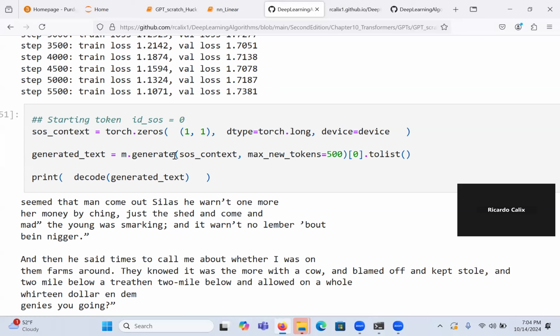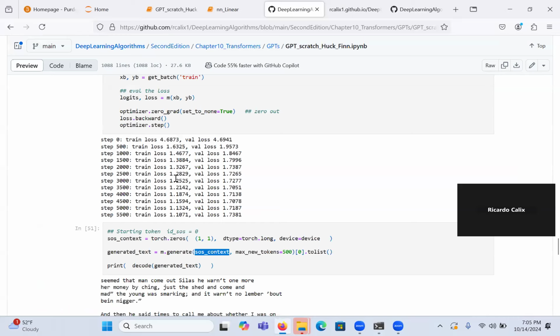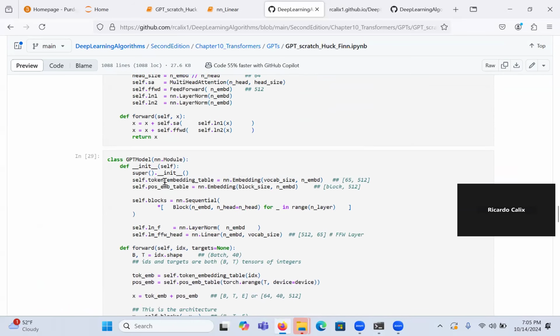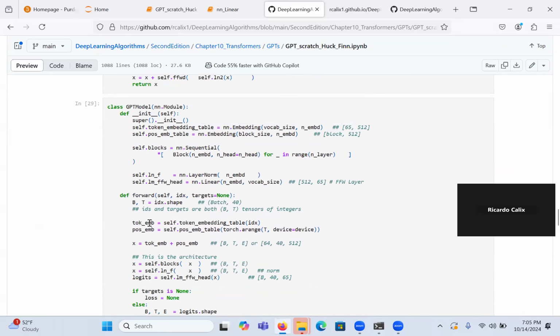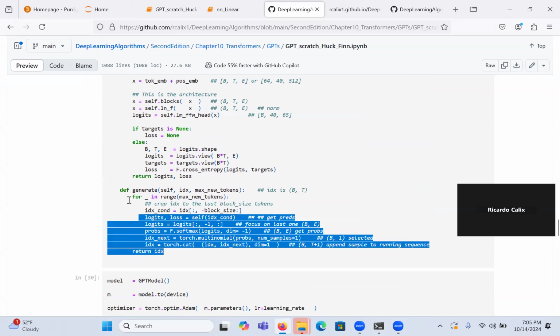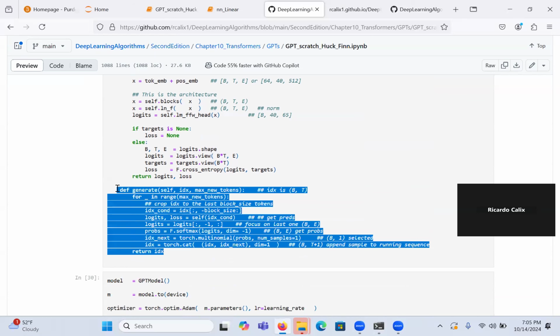Okay, so now let's take a look at generate, keeping in mind that it takes in this input SOS token, which is a tensor. So where is generate? We put generate in the class. Our GPT model had init and forward, which is very common for most machine learning or deep learning models, but generative models also have a generate function in there. So that's this function here. Do you see that? That's generate.